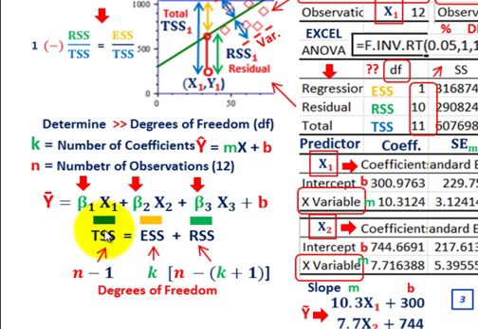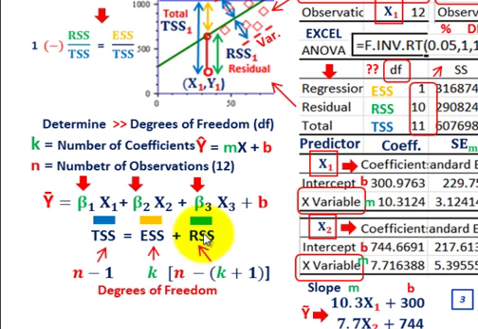For TSS, the total sums of squares, it's really n minus 1, where n is the number of observations or data points. So for TSS, we had 12 minus 1, which gives us 11, just as the software package shows. And then for our residual sums of squares, first understand that TSS, total sums of squares, equals ESS, explained sums of squares, plus RSS, the residual sums of squares. That is the relationship we're looking at.